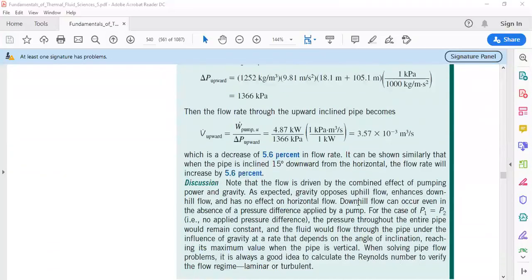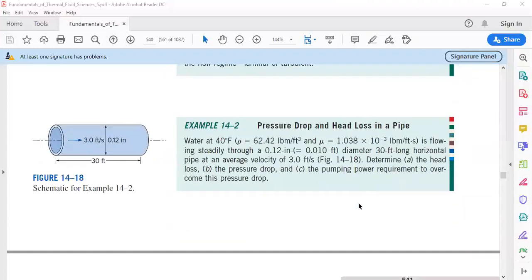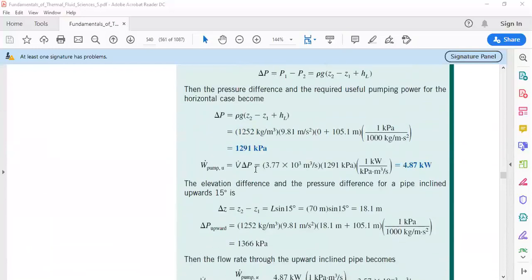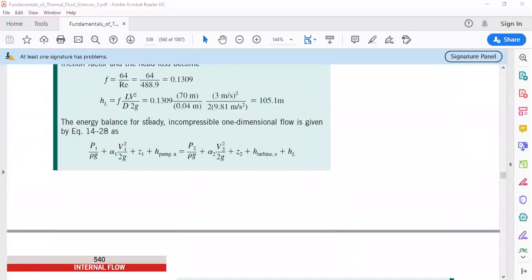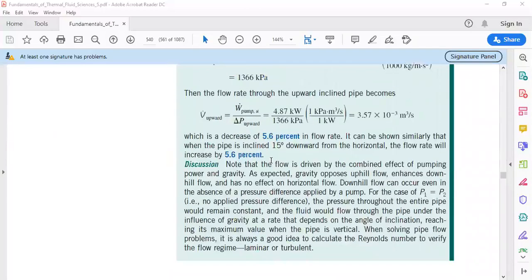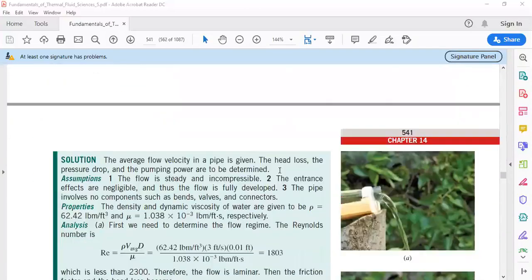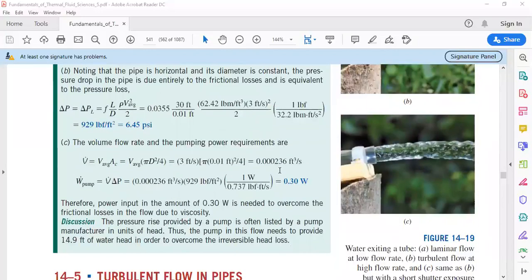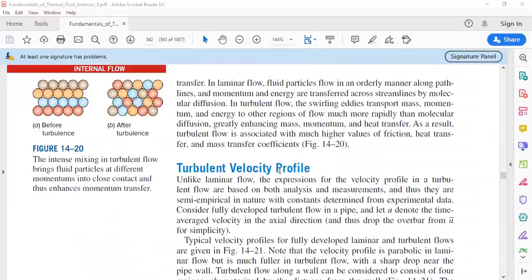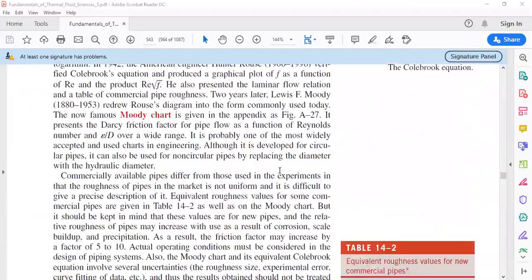Okay, now this example 14.2, we need to calculate the pressure drop and head loss in a pipe. Again, this is a pipe. We can skip this since we already did it here. We calculated the head loss and the pressure loss. So it's the same. This is just major losses similar to the previous example. So let's move to another example.